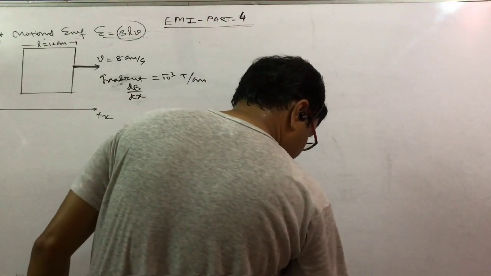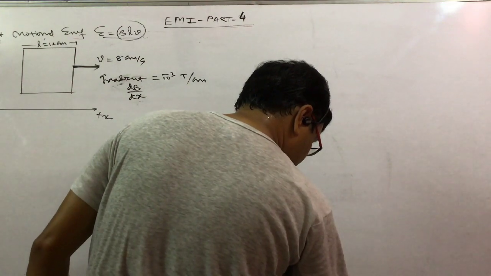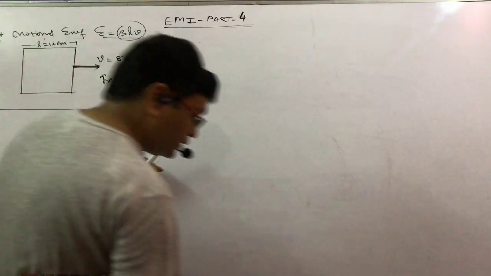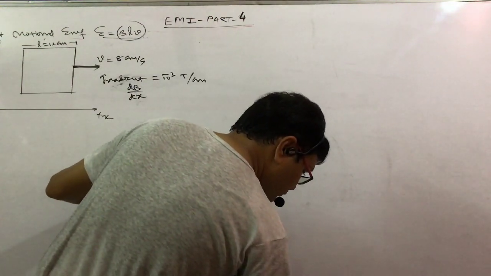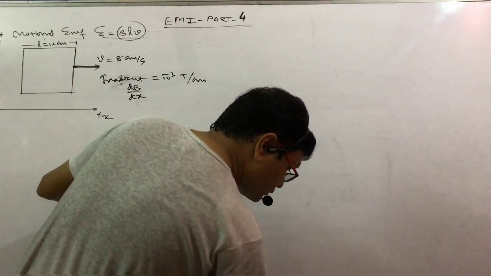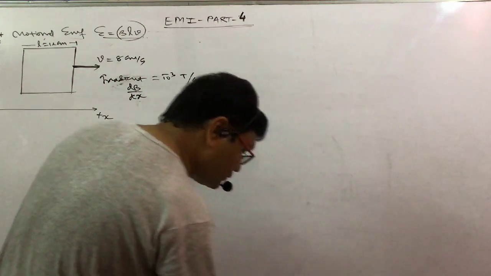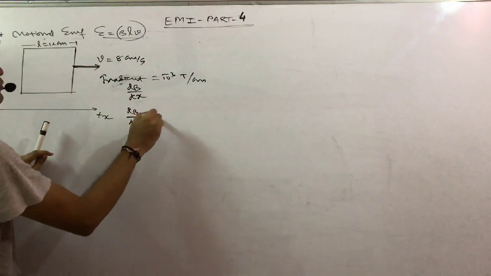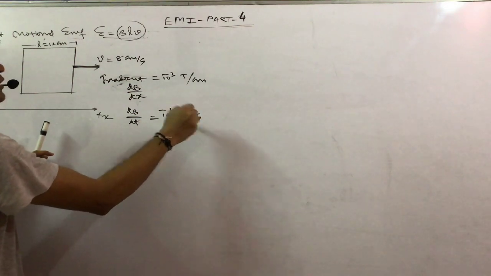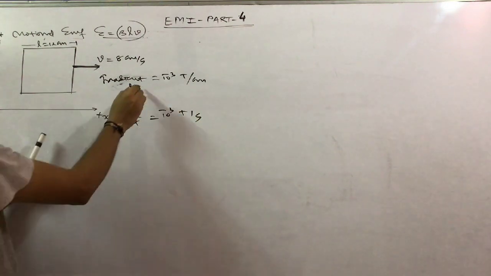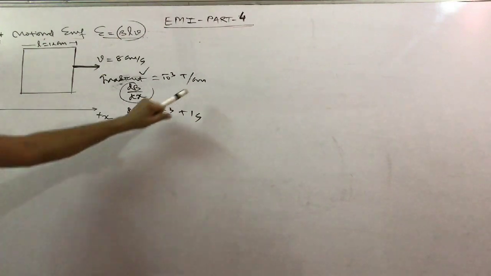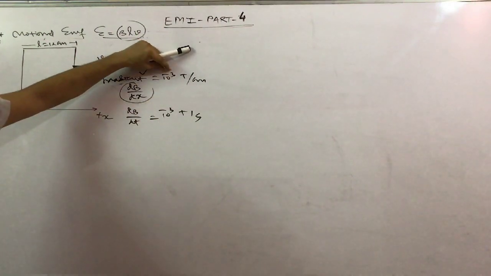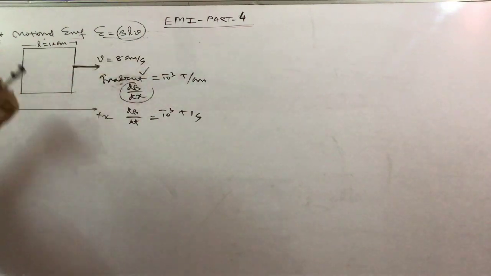Next, the magnetic field also changes, increasing by 10 raised to minus 3 Tesla per second. dB by dt is also given as 10 raised to minus 3 Tesla per second. So at this rate the magnetic field is increasing per centimeter. As you move ahead in this direction, the magnetic field increases by 10 raised to minus 3 Tesla.